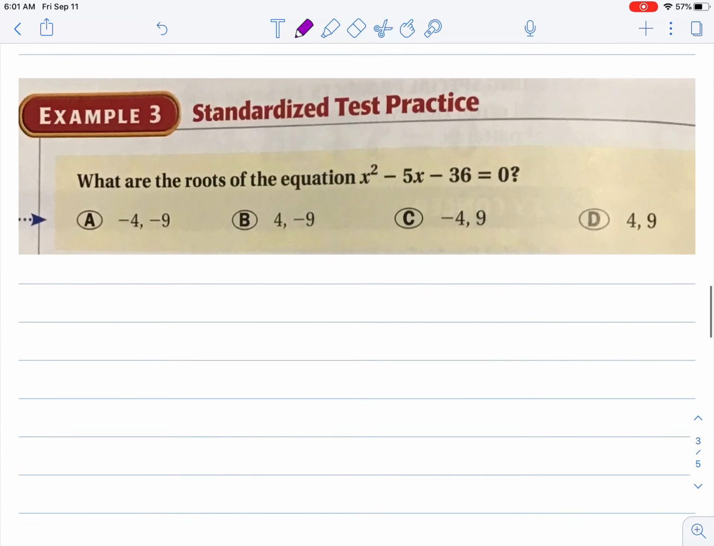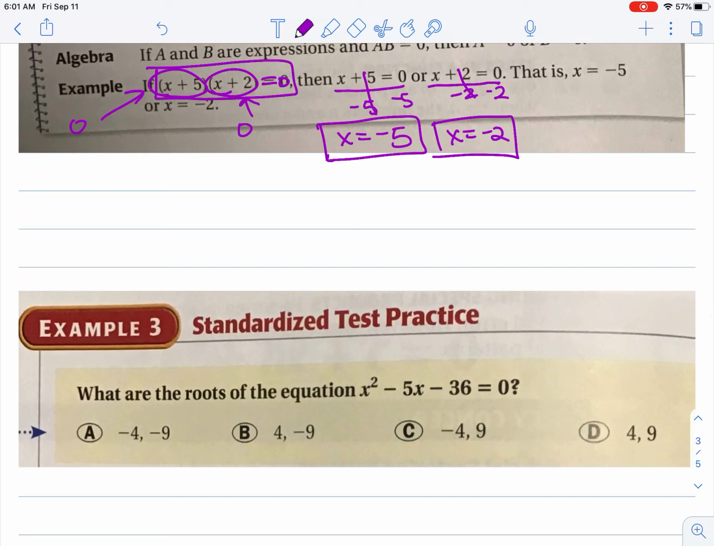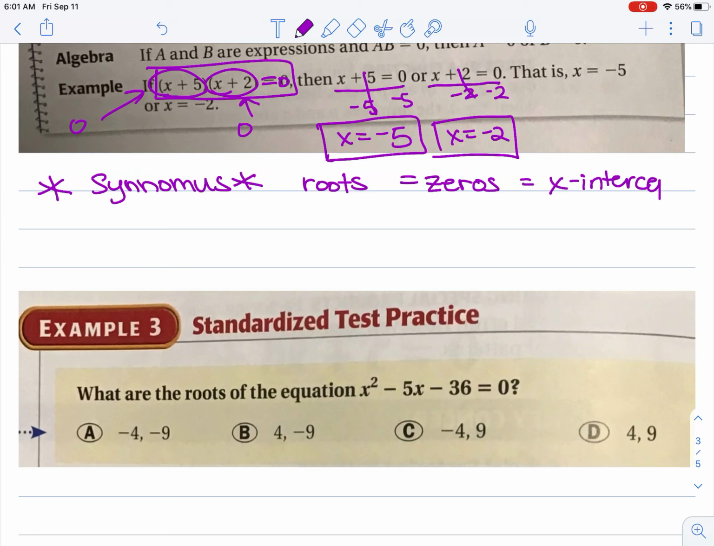So let's practice this, okay? Also, really quick before we do this, there are these synonymous words. I don't know if I spelled that correctly. I'm not a spelling teacher. They are roots, which are the same as zeros, which are the same as x-intercepts. So if you ever see any of those words, roots, zeros, x-intercepts, they're all interchangeable.